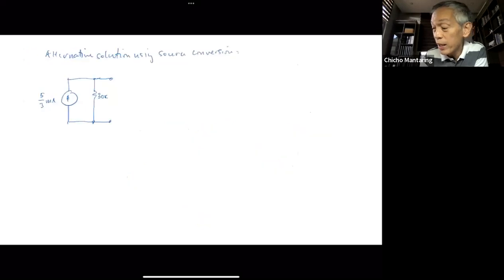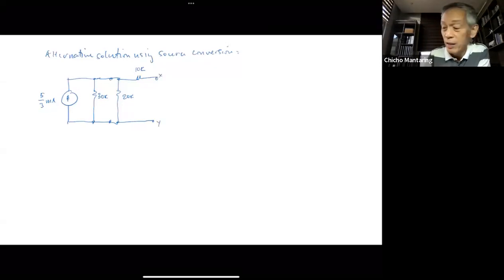So I bring back the 20K and then the 10K. So this now has 20K and then 10K. Okay, so this is now my X and Y. And then I can recognize that these two are in parallel, right? So the parallel combination of 30 and 20 is 12. Okay. This 12, together with my 5/3, I can convert again to a voltage source.